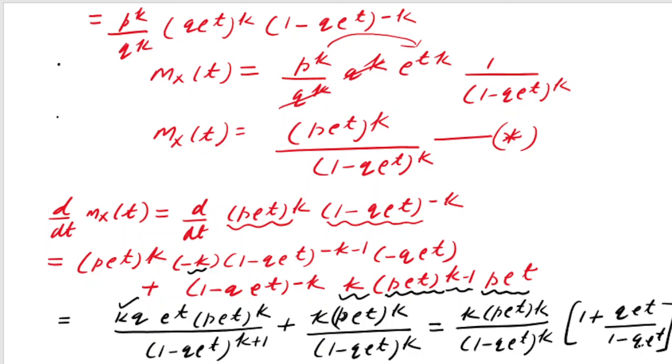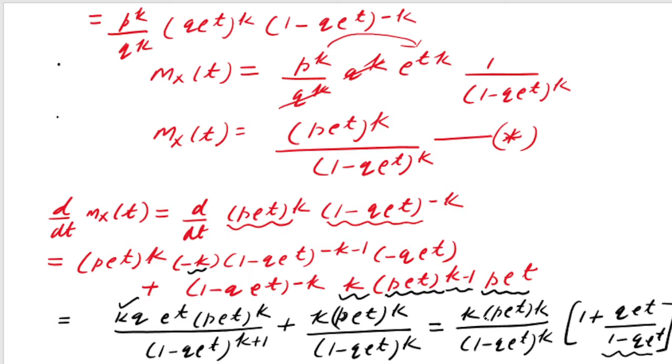Now if you add this, it will go into the denominator, so 1 minus q e to the power t plus q e to the power t, so it will cancel, and I will get 1 by 1 minus q e to the power t. So this can be written as, in the numerator I am getting k into p e to the power t whole to the power k. I hope it is power.